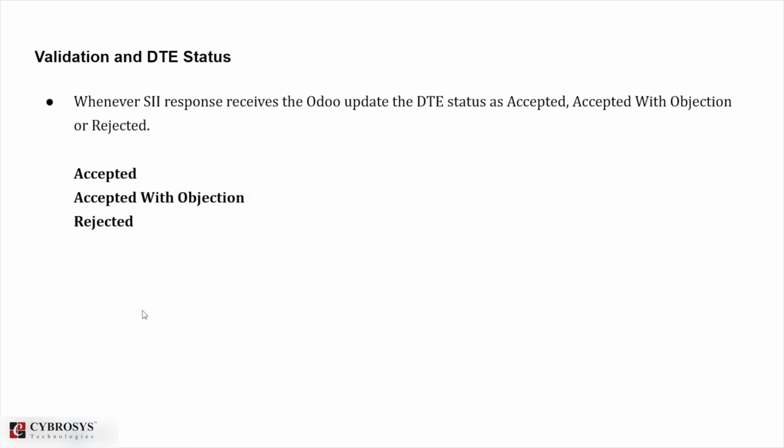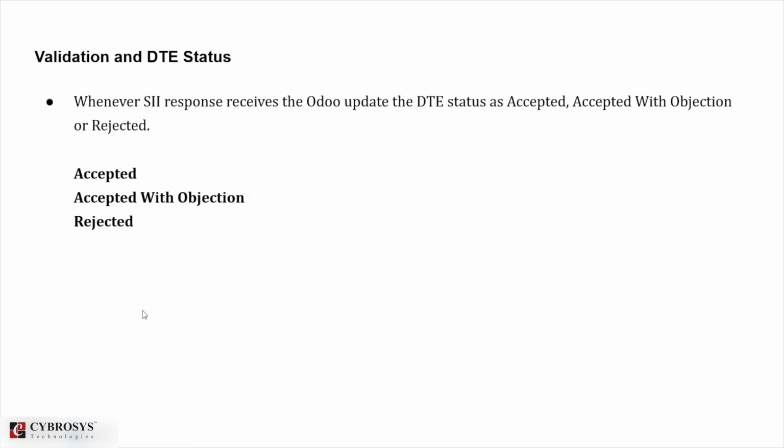or rejected. Accepted indicates that the invoice is correct and the document is now fiscally valid, and it is delivered to the customers automatically. Accepted with objection indicates that the invoice is correct but a slight issue is there, and even though the fiscal document is valid and is delivered to the customer automatically, there's some objection.